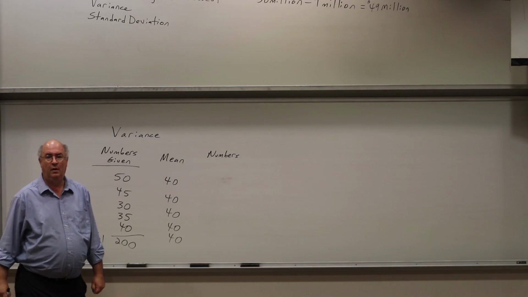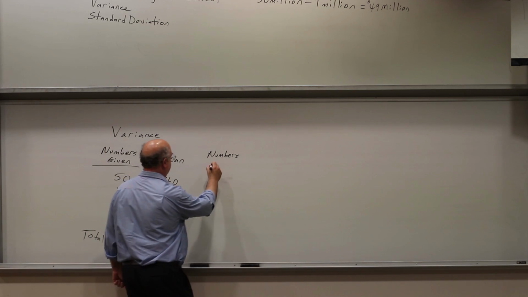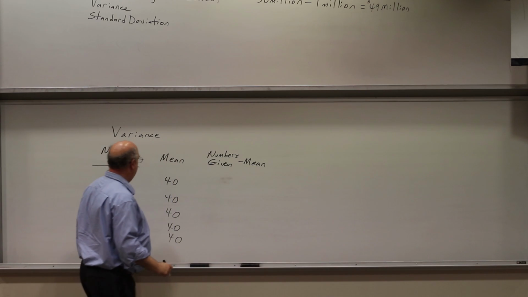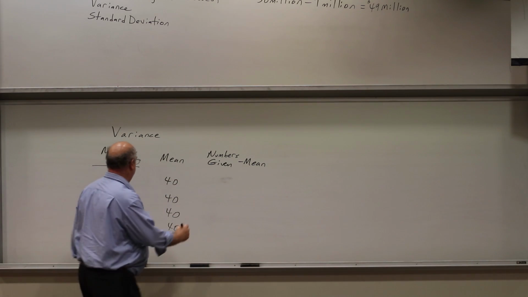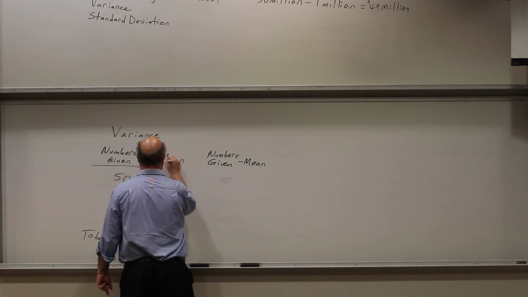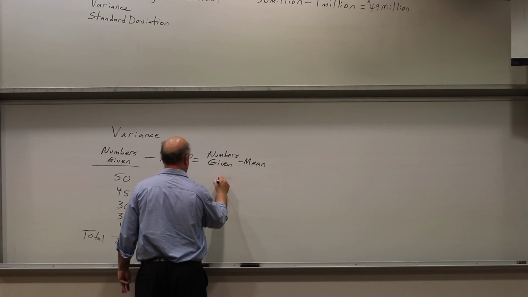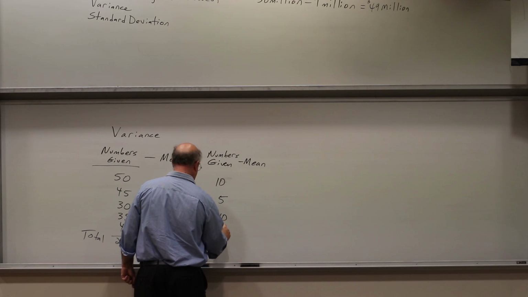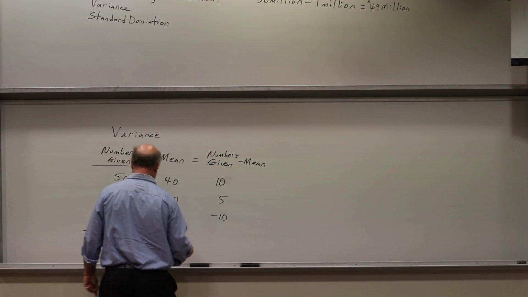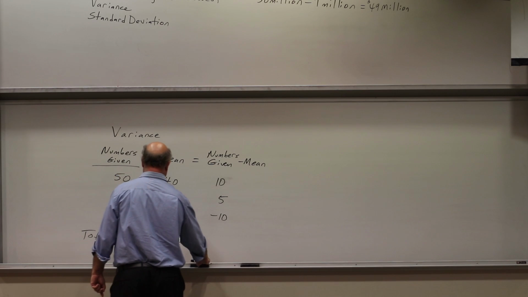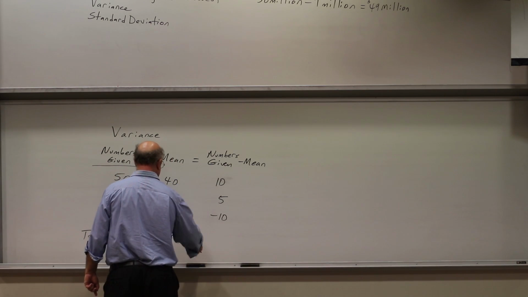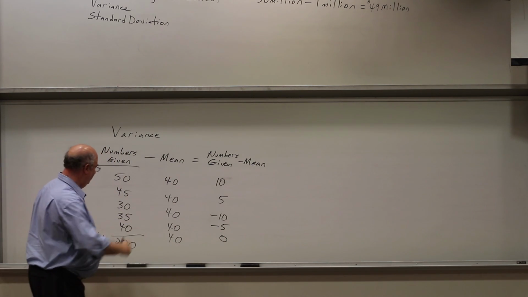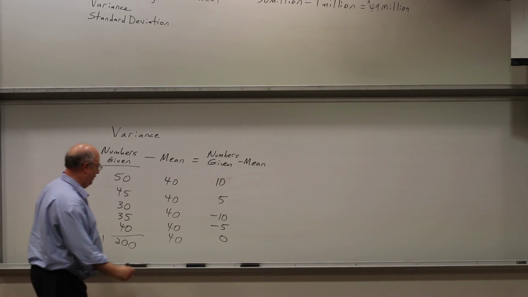Okay, next grouping is the numbers given minus the mean. We just go straight across the row. 50 minus 40 is 10. 5 minus 10. Minus 5 and 0. Have to draw better rows there.